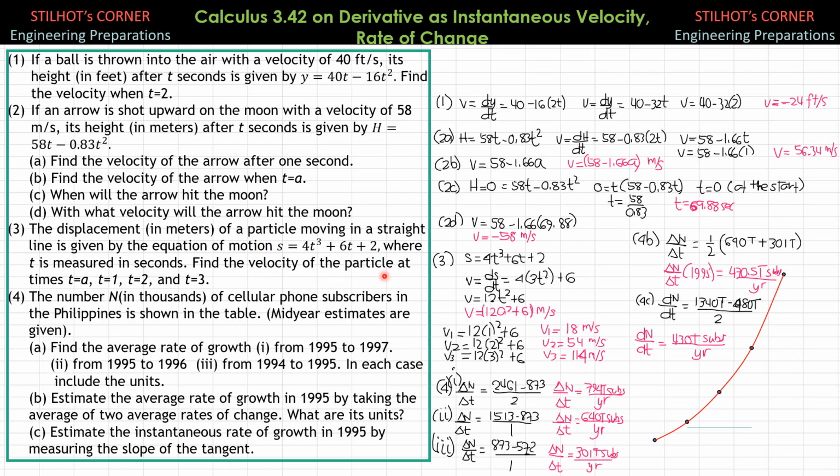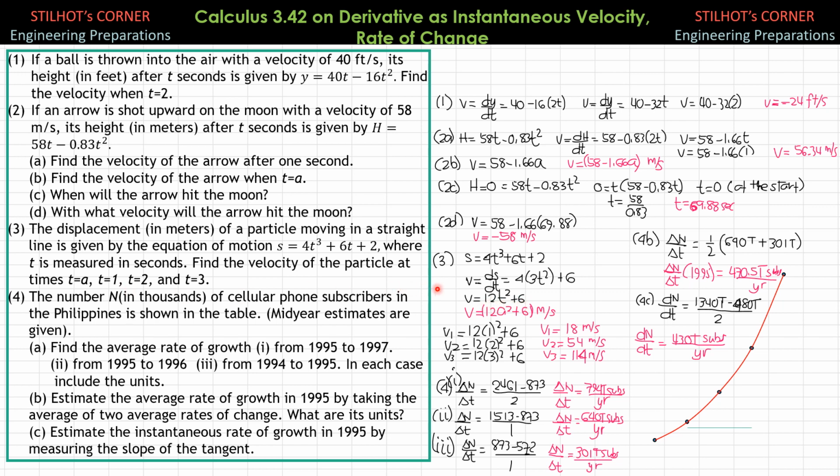Find the velocity of the particle at times t equals a, t is 1, t is 2, t is 3. So we differentiate the equation s with respect to time, and that is interpreted as the instantaneous velocity of the particle at any time. So s is 4t cubed plus 6t plus 2, so v is ds/dt, 4 times 3t squared plus 6. Simplifying, it is 12t squared plus 6.